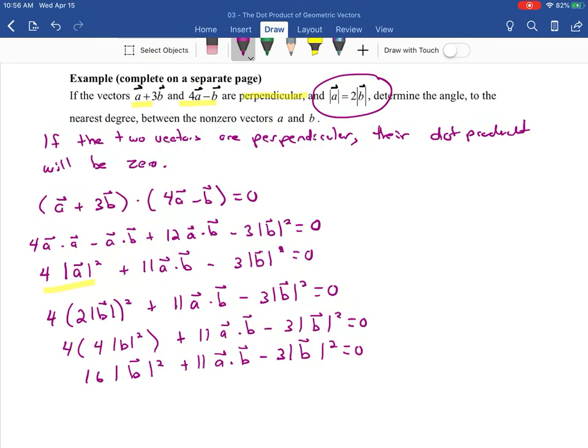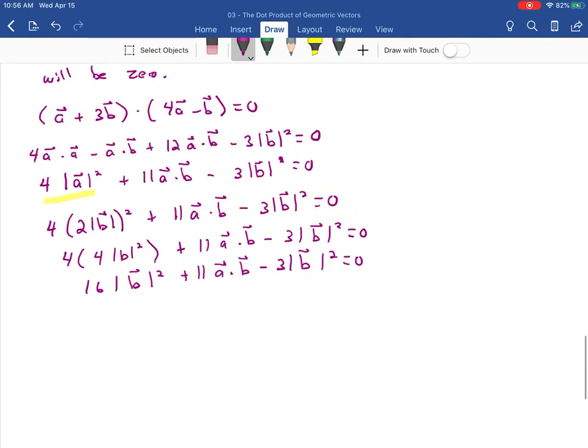And all of that seems like a big waste of time, except look, that little bit of work there really helped because I've got 16 magnitude b squared and subtract 3 magnitude b squared. I can put those together.